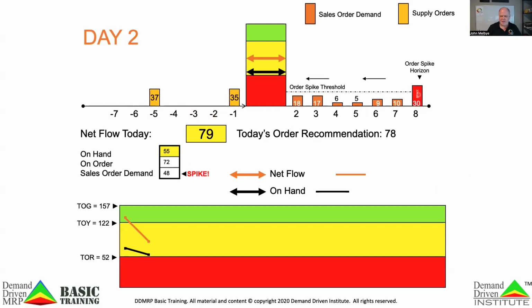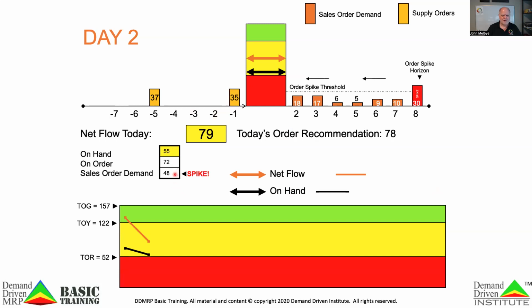A spike came in on day 8, which is now inside of our order spike horizon. So our sales order demand is 18 plus the spike of 30, or 48. On hand is 55, which is still in the yellow zone.